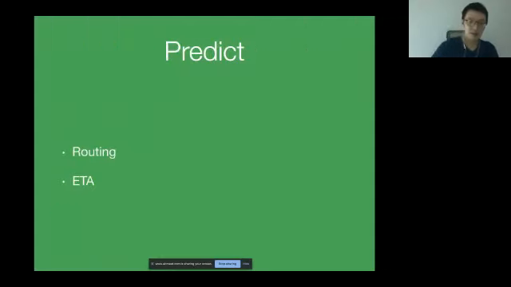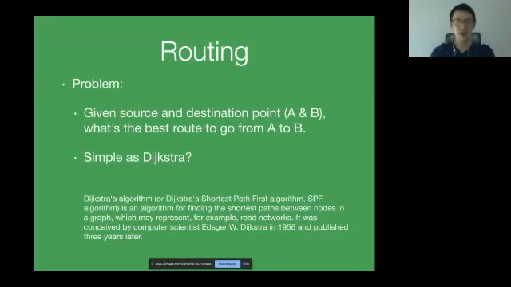Okay, finally, let's say we have a very good model of the real world, and we have a system that can scale to store all the data. Finally, we can do the routing prediction and the ETA prediction. First, I will start with routing. The problem definition is very simple: given a route from the source origin to the destination.